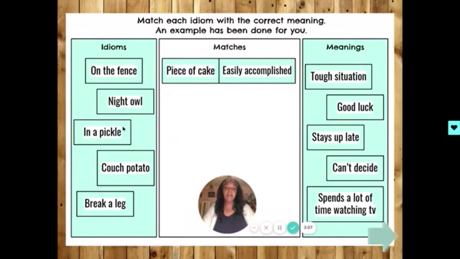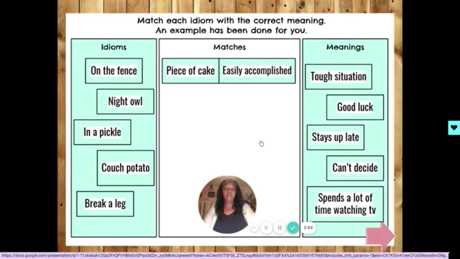Can somebody please tell me what being in a pickle means? Yes, Kareen. Being in a pickle. Okay, yes, a tough situation. So if somebody says, I'm in a pickle, they're in a tough situation. You can also say, I'm in a bind. That's a good one.